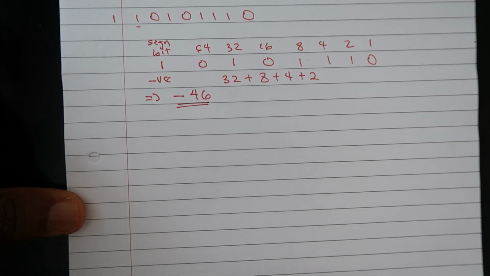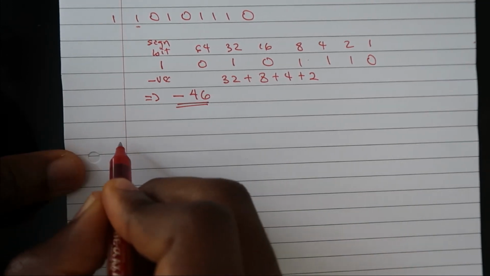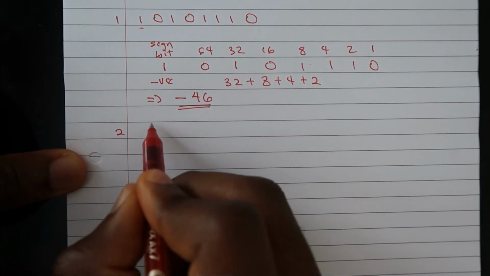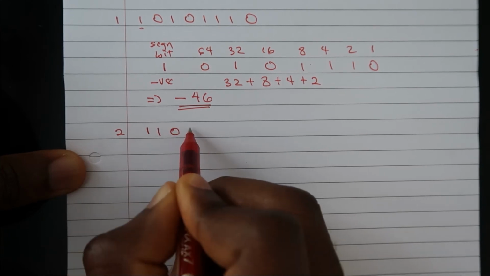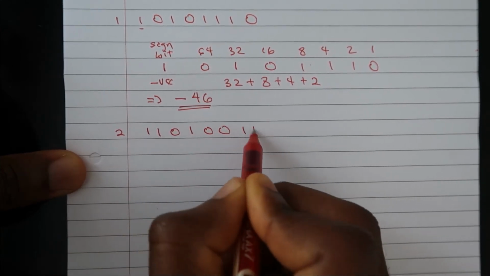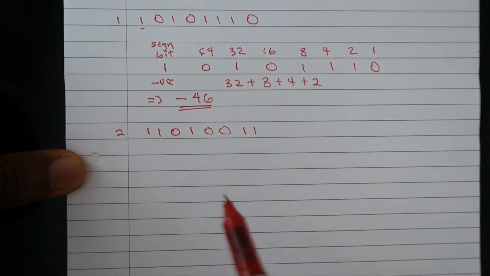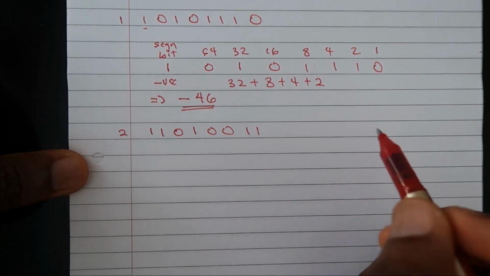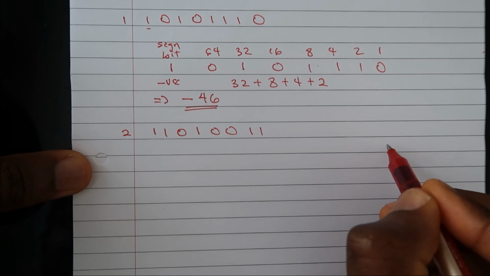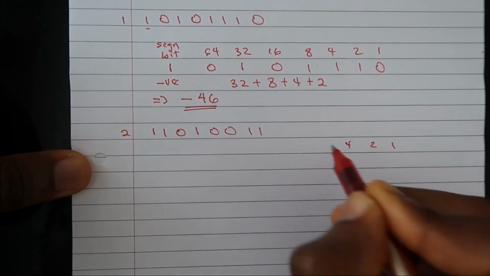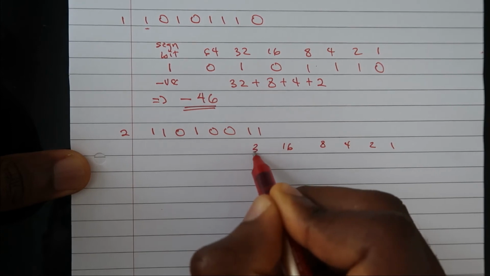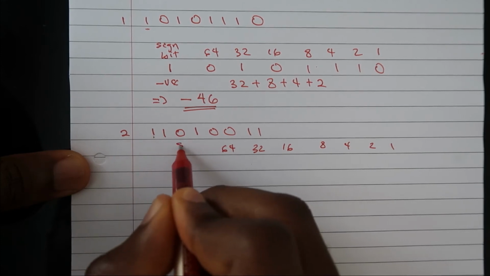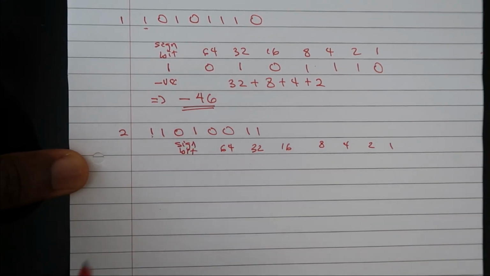Let's look at another example. In this example, we're going to solve 1 1 0 1 0 0 1 1. We're going to convert this again to denary. So it's a sign and magnitude value, which we're going to be converting to denary. I'll write down my number sequence again. 1 2 4 8 16 32 64, and then we know the most significant bit is our sign bit there.